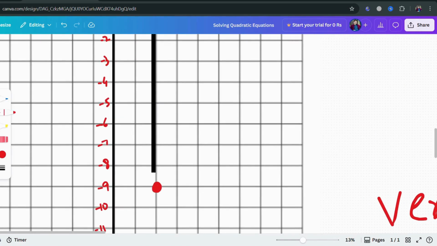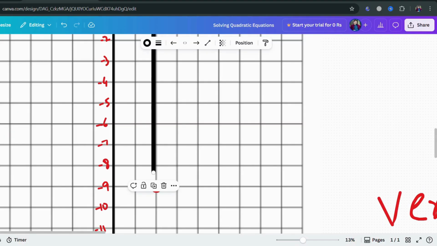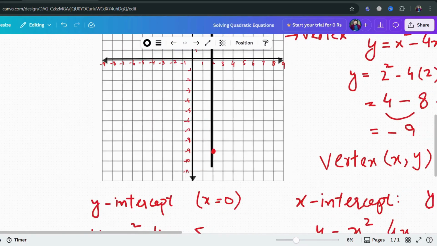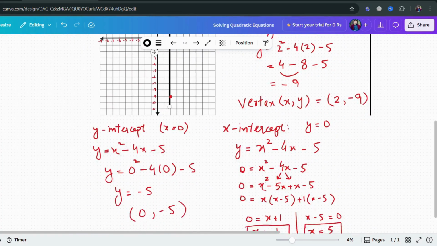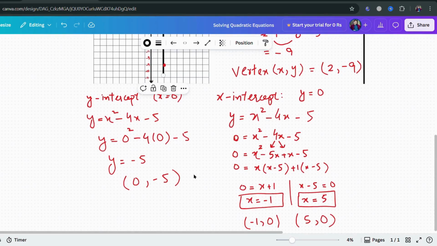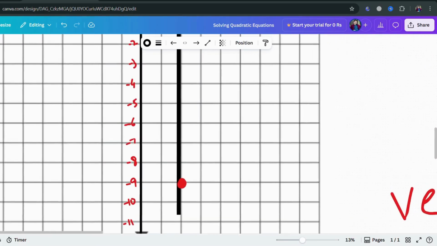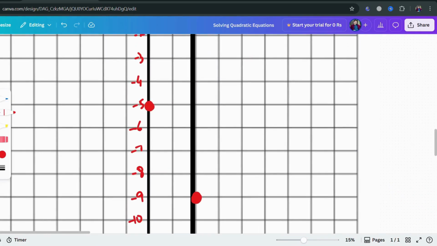I need to extend this vertex a little more so it matches, okay? So this is where the vertex is. Now I need to figure out where the y-intercept was. As you can see, the y-intercept is at x equals 0 and y equals negative 5, which means it is crossing our graph at this point.